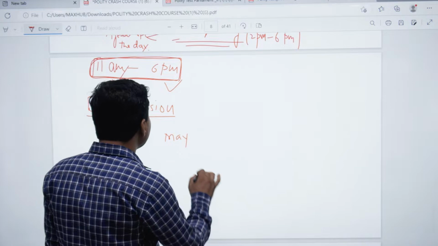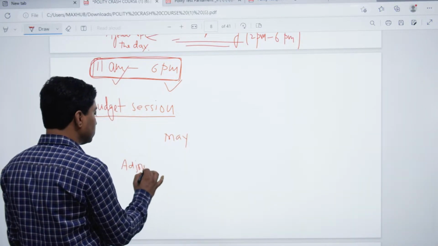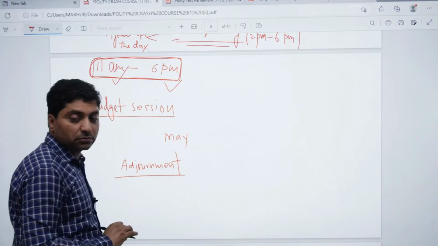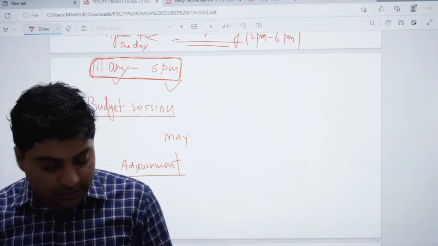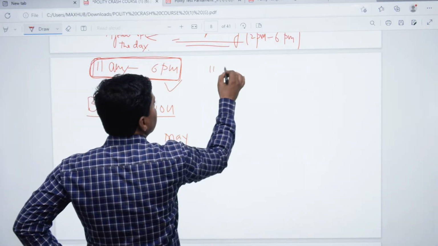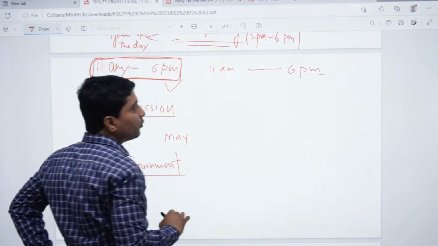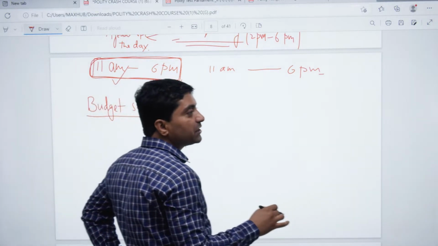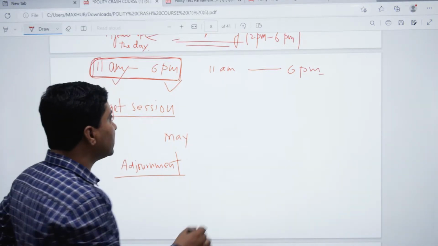तो हाउस को क्या कहा जाता है? एडजॉर्नमेंट कर दिया जाता है. एडजॉर्न कर दिया. इट्स कॉल्ड एडजॉर्नमेंट. राइट? इट्स कॉल्ड एडजॉर्नमेंट. राइट? सो अगर हर सिटिंग मान लीजिए कि 11 बजे शुरू होता है और 6 PM में खत्म होता है, तो खत्म कैसे किया जाता है? वो उसको कहा जाता है द हाउस इज एडजॉर्न टिल टुमारो 11 AM। क्या कहा जाता है लास्ट में?